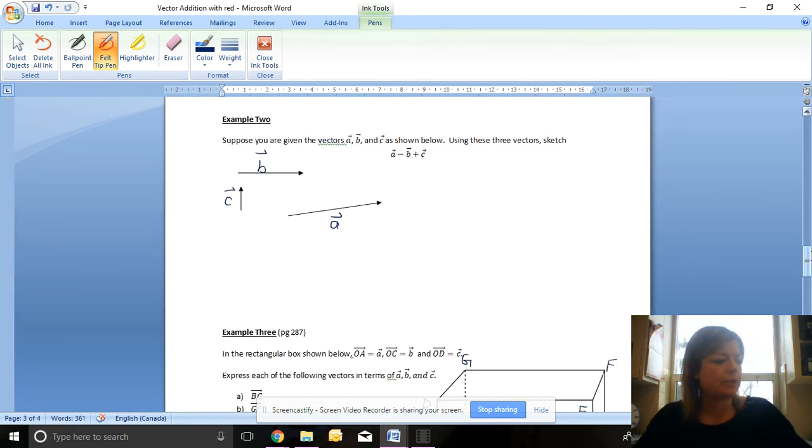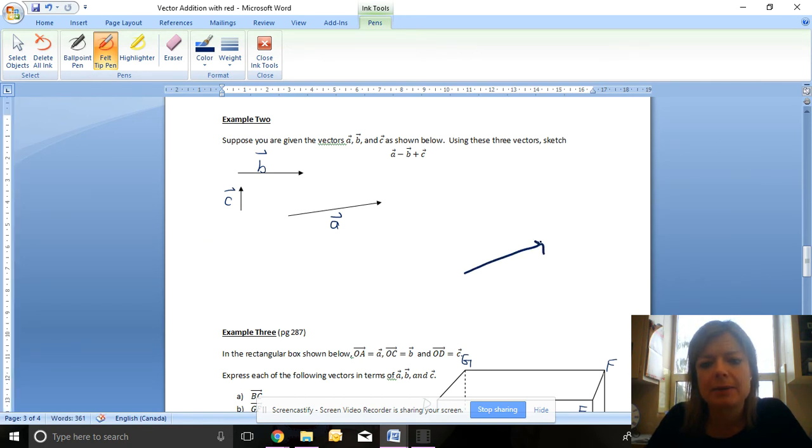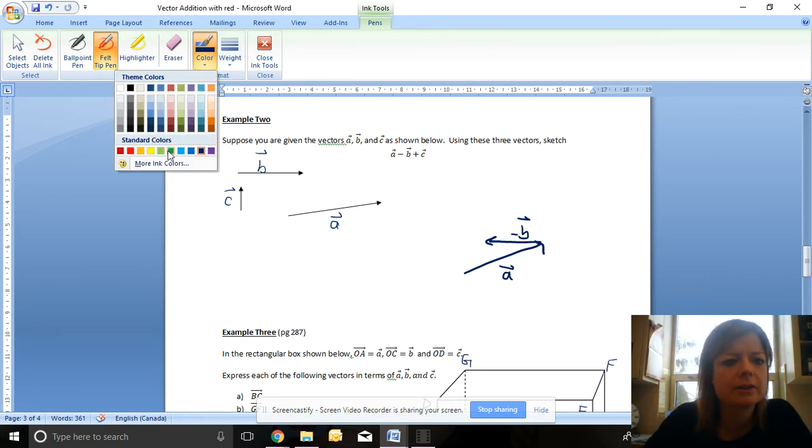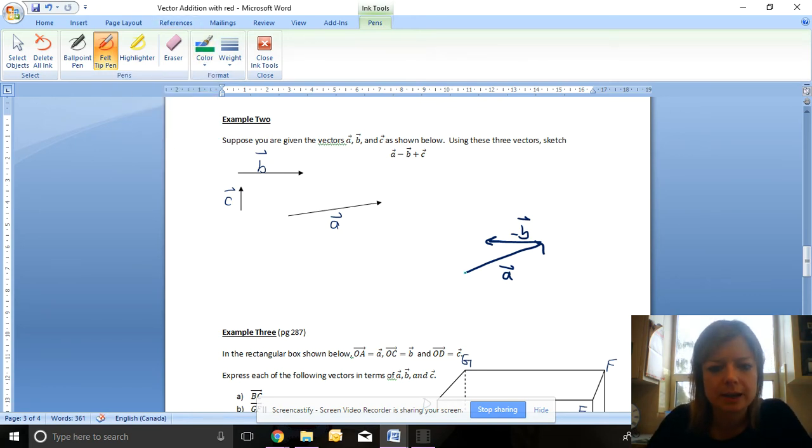All right, example 2. Suppose you are given these vectors A, B, and C as shown below. Using these 3 vectors, sketch A minus B plus C. So you recopy A, and then you want to go minus B, so I draw the opposite of B. Before I do anything else, I'm going to draw the resultant vector of those two. So here is A minus B.